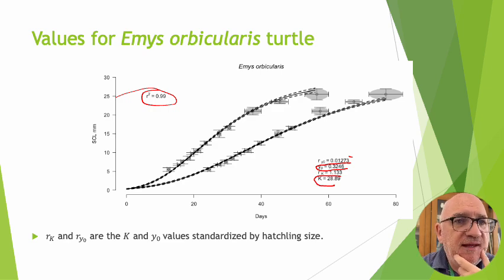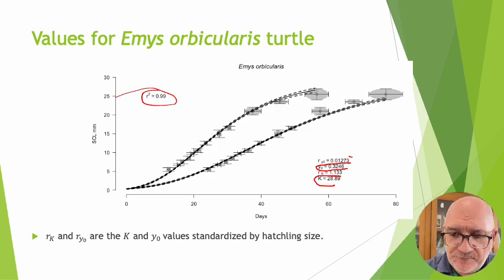The value of K by itself is dependent on the size of hatchlings. Then it is more interesting to use RK, which is the standardized value of K based on the size of embryos. And similarly, we can estimate RY0, which is the standardized value of Y0 by the size of hatchlings. This is simply a division.